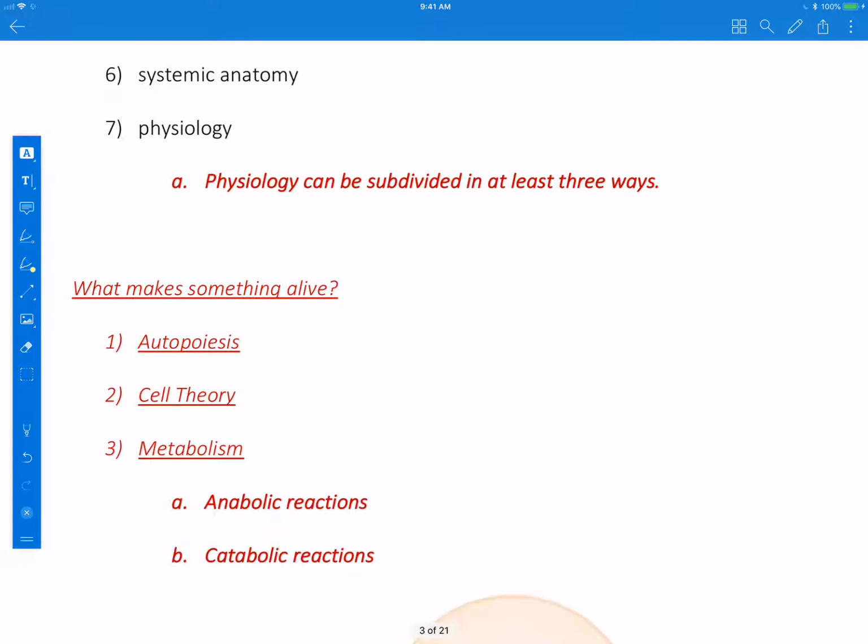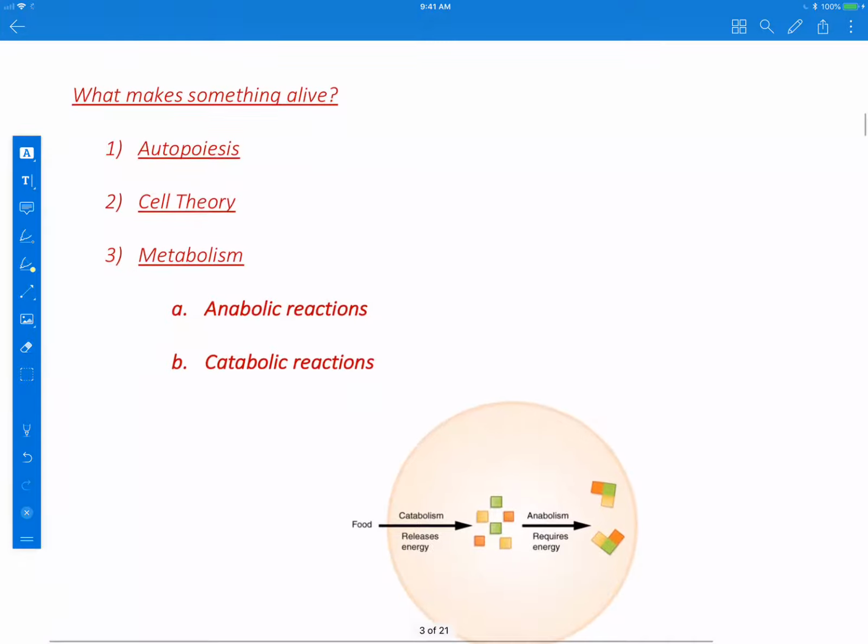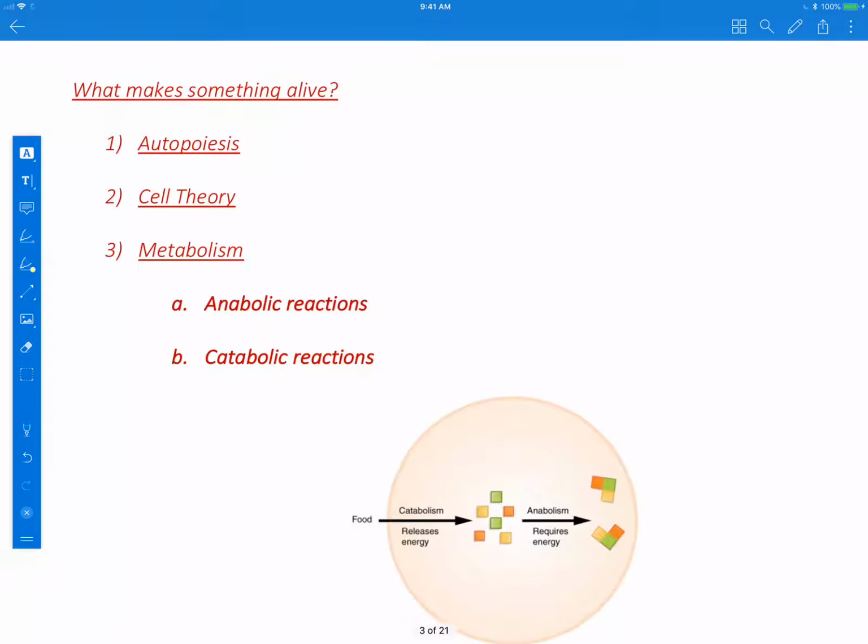Now, there are at least 3 different things that make something alive. If there's an organism that displays autopoiesis, cell theory, and metabolism, we can consider it alive. Autopoiesis is the ability of an organism to make itself or to maintain itself. Humans make humans, and humans also maintain themselves throughout life. Cell theory states that an independent structure, like a human, comprised of 1 or more microscopic units called cells, is alive. So, if we're made up of 1 or more cells, we're alive.